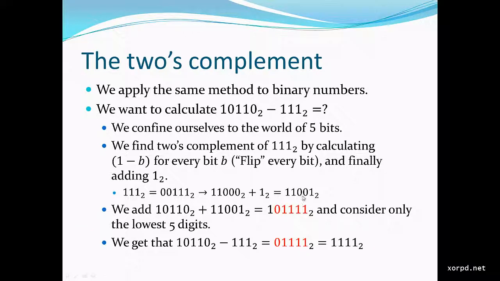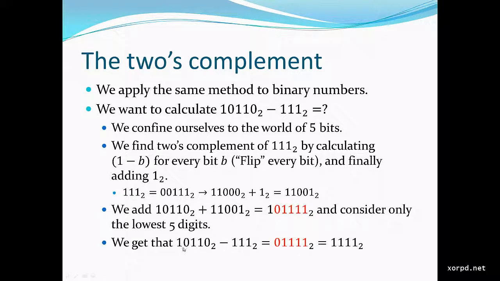Now we can just add this number to the first number. We copy it here, this number 10110, and we copy this result, the 2's complement, 11001, and we add those two numbers. We add them in the regular way with the plus operator, and we get this result. As usual, we are going to consider only the lowest 5 digits, because we decided to work in the world of 5 binary digits. This is going to be our result.